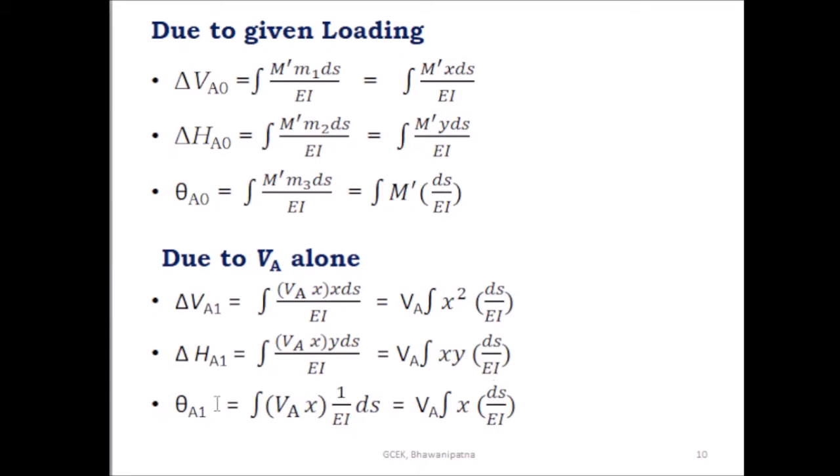Then what is the rotational displacement due to VA alone? Theta A1, that you can denote by theta A1, is equal to integration VA x into 1 by EI into ds. Then VA integration x ds by EI.